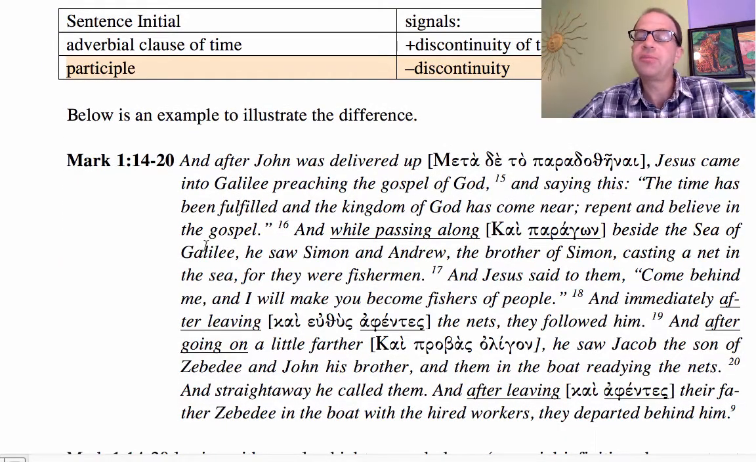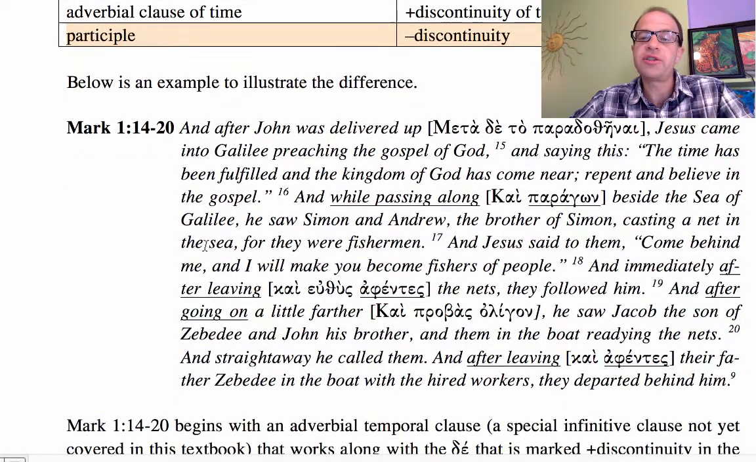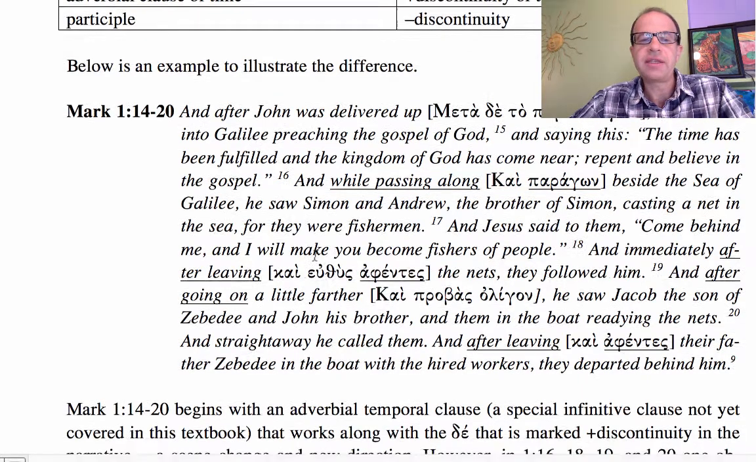So they're not marked for discontinuity. Here's an example of some different subordinating clauses. The first showing discontinuity, the second showing not discontinuity. And you can look at that example.